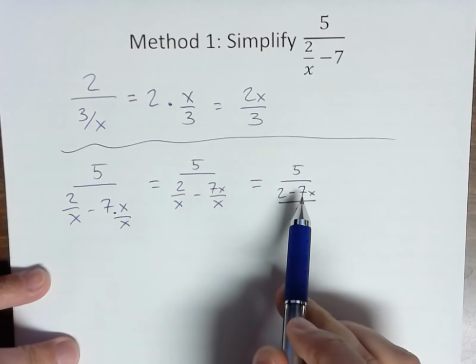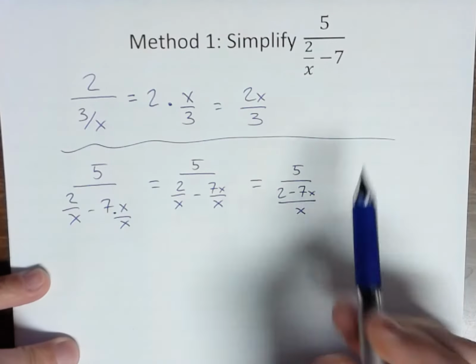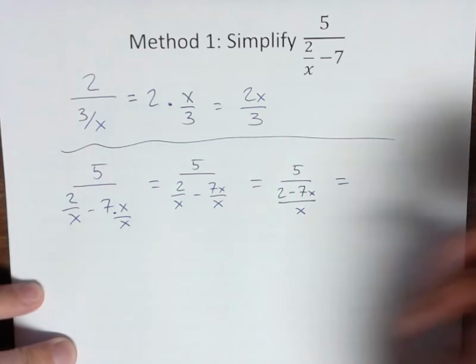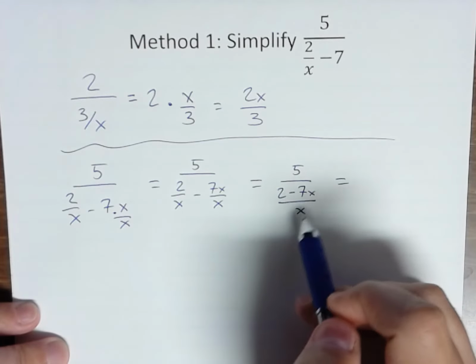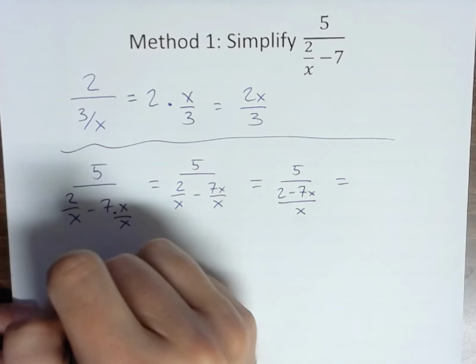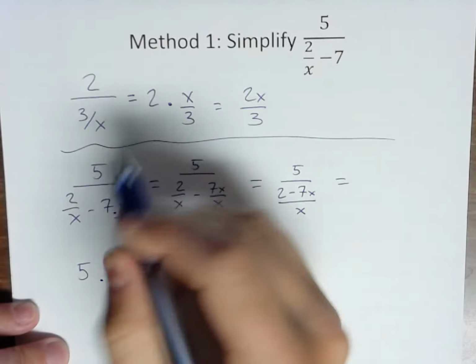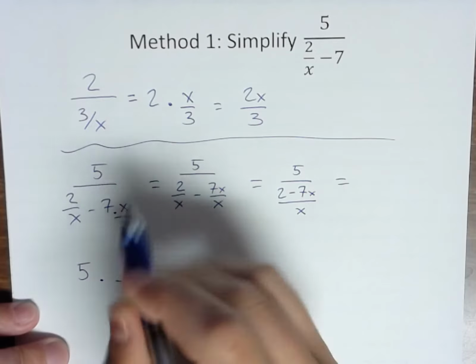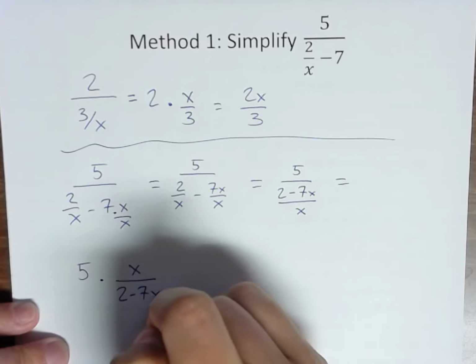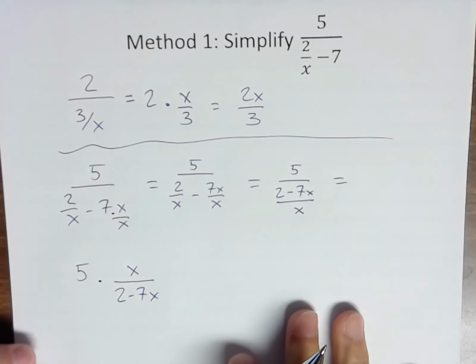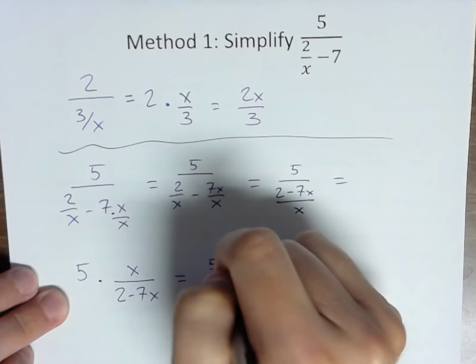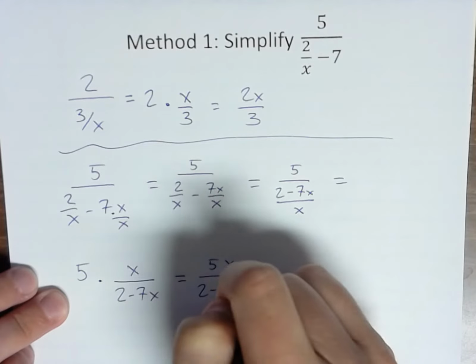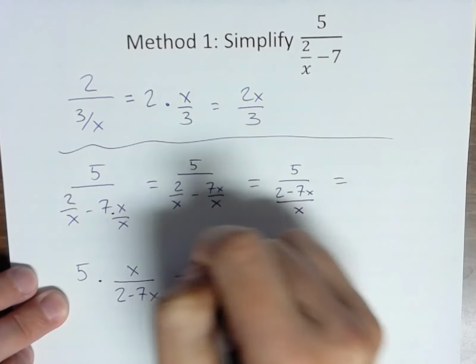Now I have a situation that's very similar to this, and I can set this up. So I can just divide this by multiplying by the reciprocal. That'd be the equivalent of 5 times x over 2 minus 7x. Notice I just flip that. And so I get 5x over 2 minus 7x.